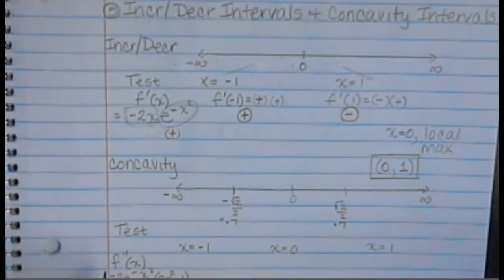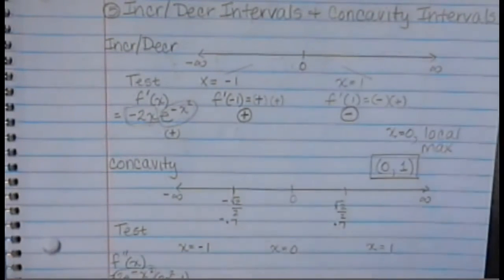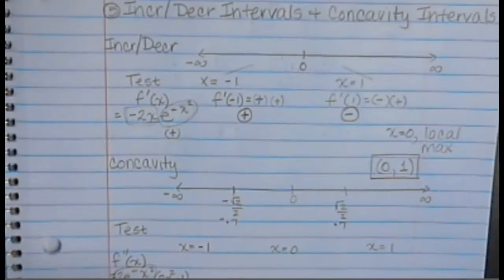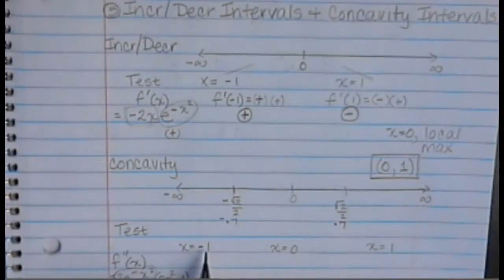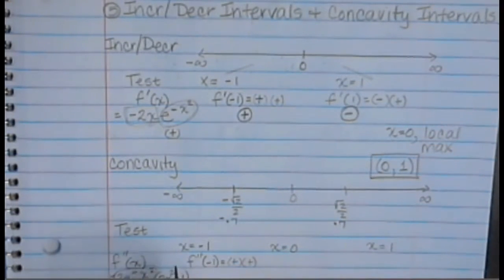And again, from knowing that this parent function is always going to be positive because it is exponential, we know this is going to be positive. We just need to determine if this is going to be positive or negative. So if I plug in negative 1, I square it. That's going to give me 1. 1 times 2 is 2. 2 minus 1 is a positive 1. So I get positive times a positive when I plug this in. So f double prime of negative 1 is going to be positive times positive, which is positive.